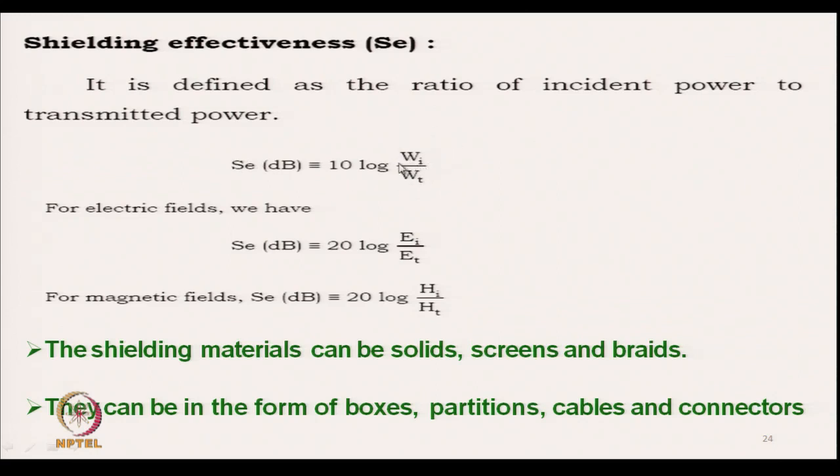The shielding material can be solid, can be screen or can be braids, and if we talk about their forms, they can be in box form, maybe in partition form, maybe cable form or connector form. So, there are different forms of shielding materials.